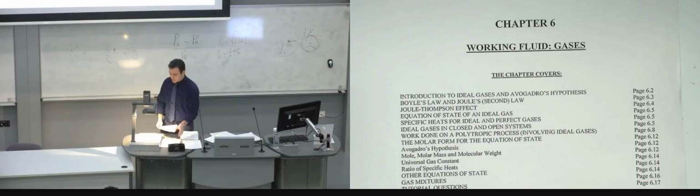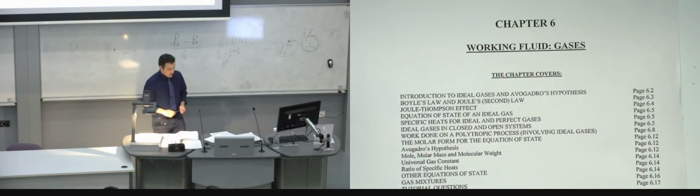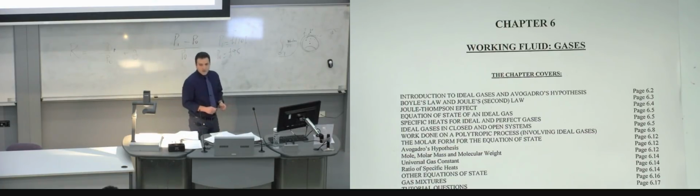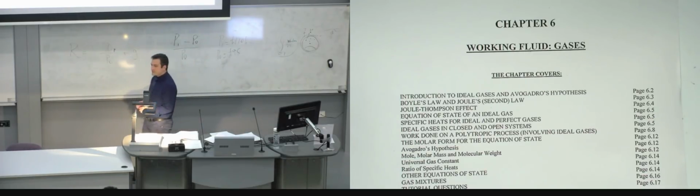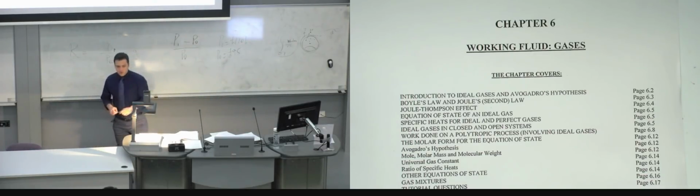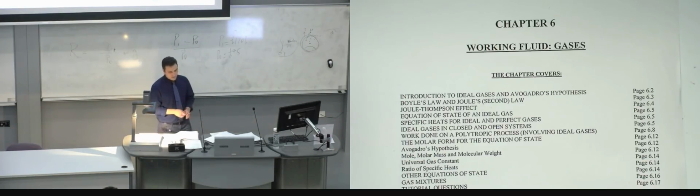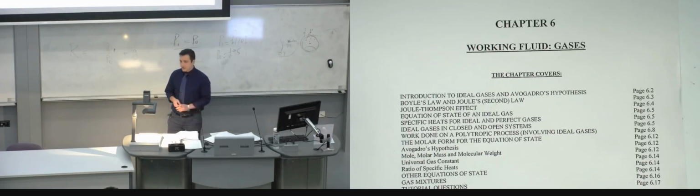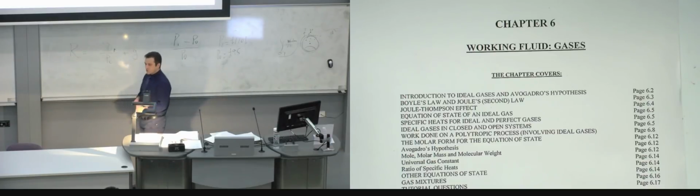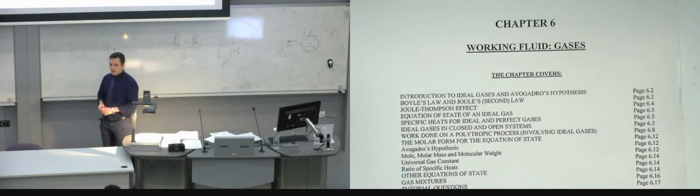Something about this new topic: in chapter 5 we covered pure substances, and we said that if you have a pure substance such as H2O, ammonia, or R12, then you're going to be using the steam table. And I said if you have a gas like CO2 or hydrogen, you're not going to be able to find anything in the steam tables.